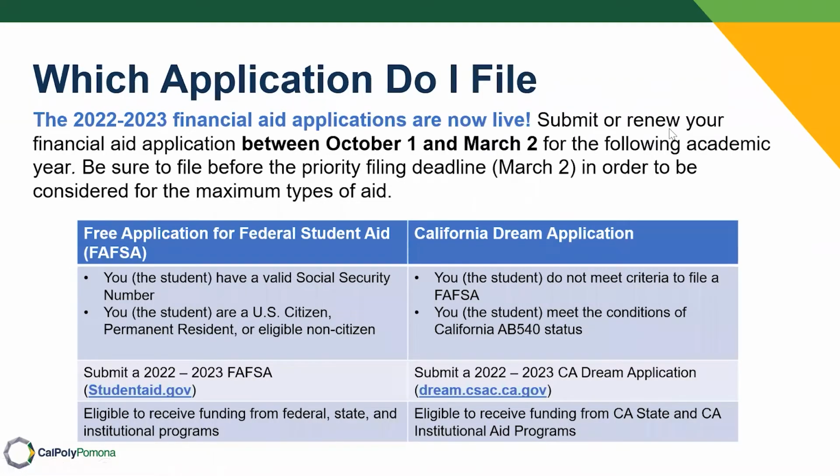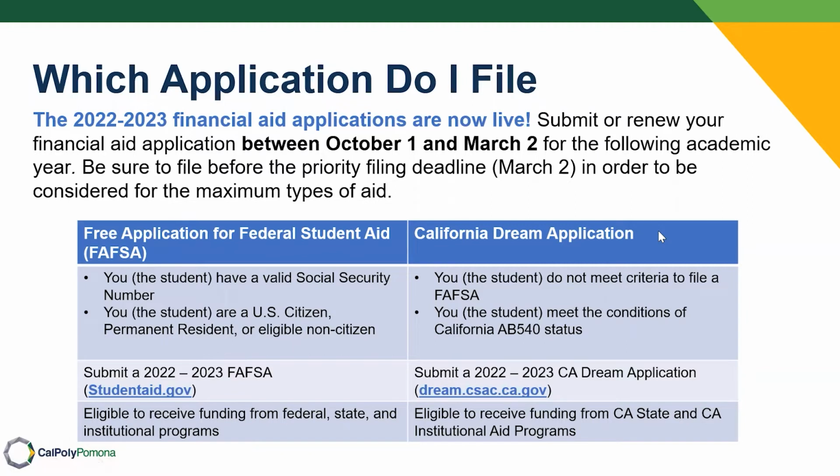In figuring out which application you want to file, it's going to depend on your citizenship status. The FAFSA is the Free Application for Federal Student Aid, and it's for students who have a valid social security number or are a US citizen, permanent resident, or otherwise eligible non-citizen. In that case, you complete a FAFSA and you're eligible to receive federal, state, and institutional aid. For students who do not meet that criteria to file a FAFSA, you have to meet the conditions of what's known as AB 540 status, and that allows you to receive California residency.